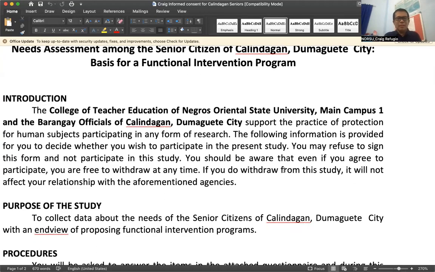So in the introduction, the College of Teacher Education of Negros Oriental State University, Main Campus 1, and the barangay officials of Calindagan, Dumaguete City support the practice of protection for human subjects participating in any form of research. So it's actually by law that we are going to protect the human subjects in any type of participation in any form of research. The following information is provided for you to decide whether you wish to participate in the present study. You may refuse to sign this form and not participate in the study. You should be aware that even if you agree to participate, you are free to withdraw at any time. If you do withdraw from this study, it will not affect your relationship with the aforementioned agencies. So these are actually the major components of having an introduction.